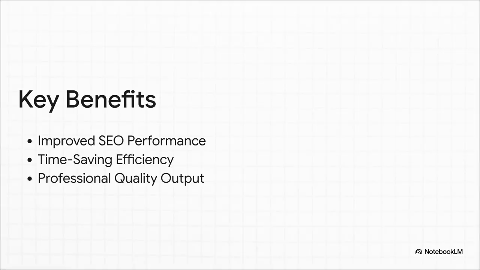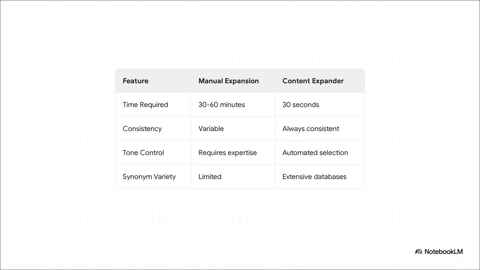And it's not just about engagement. By helping you create this really comprehensive content so efficiently, you also end up improving your SEO performance. And this is all while making sure the final product has that professional polish that could otherwise take you hours to achieve. When you put it side by side, the difference in efficiency is just stark. What could literally take you an hour of manual work can be done in about 30 seconds. But it's not just about speed. You also get this automated consistency in tone and vocabulary that's really hard to maintain when you're doing it by hand. It's a truly powerful assistant.